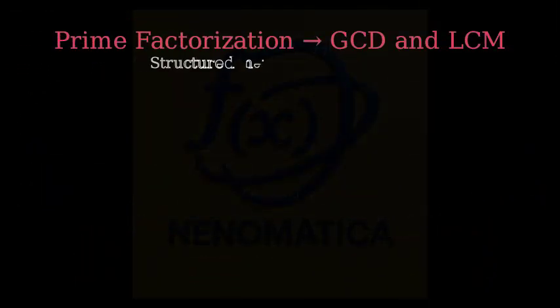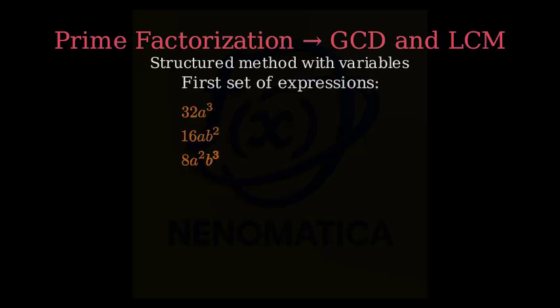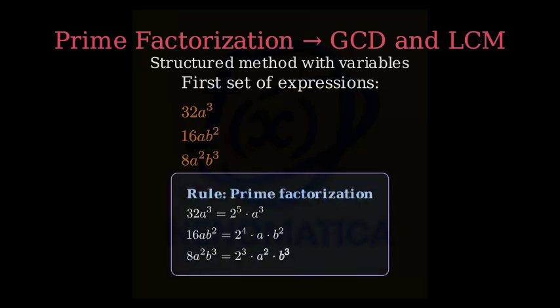We will find greatest common divisors and least common multiples using prime factorization. We will follow a clear 6-step structure on 2 sets of algebraic expressions, then summarize the answers and finish with a quick challenge. First set of expressions. We have 32a cubed, 16ab squared, and 8a squared b cubed. Step 1. Prime factorize each term.